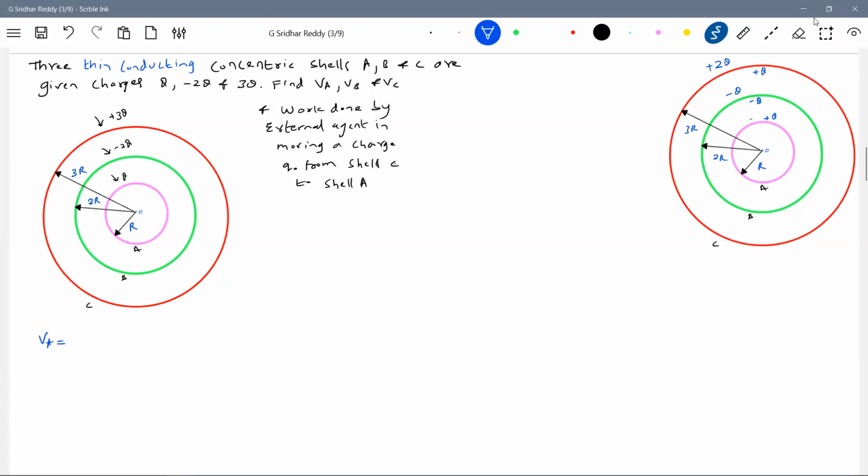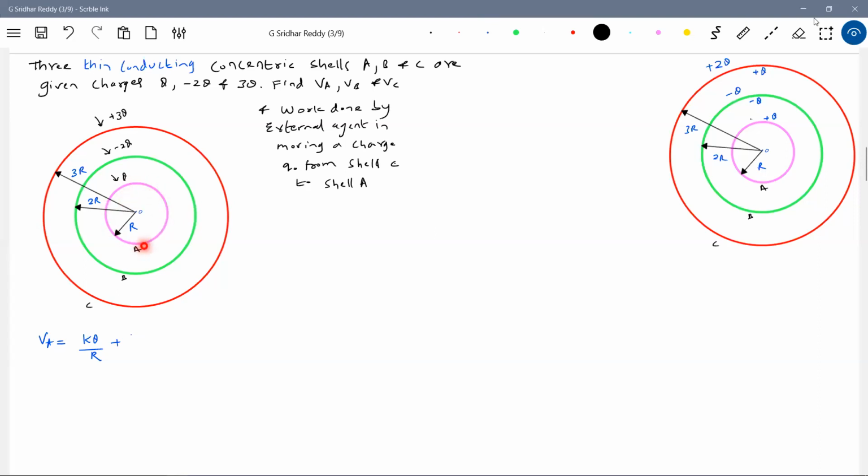When it comes to potential, what should we do? Superposition principle. First, only shell A is there. What is the potential on the surface? KQ by R. Now the potential at point A here. Where is the point? The point is here. Assume that only shell A is there. What is the potential? KQ by R.